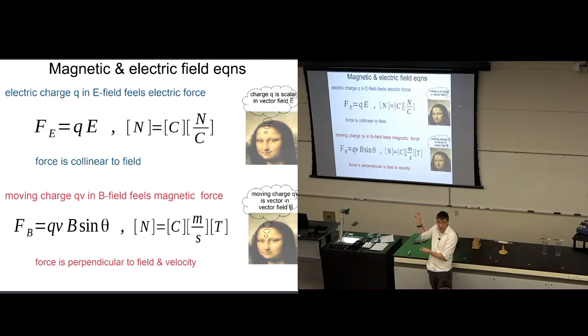In the electrical case, the charge is a scalar quantity. It has a size or a sign, but charge doesn't have a direction. So the field equation in the electrical case is a scalar times a vector. And so you always get another vector that's either in the same direction or opposite direction as the electrical field. In the magnetic case, the moving charge, QV, is actually a vector, not a scalar. Q is a scalar, but v is a vector.